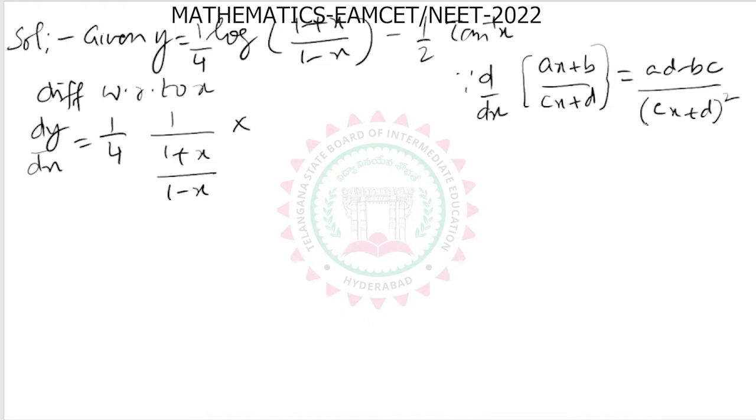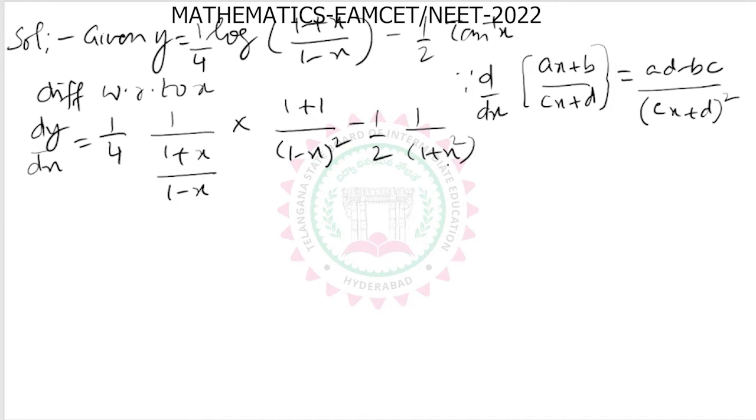Based on this result, for ax plus b by cx plus d, ad minus bc gives 1 plus 1, that is 2, by cx plus d whole square, that is 1 minus x whole square, minus 1 by 2 as it is. The derivative of tan inverse x is nothing but 1 by 1 plus x square.